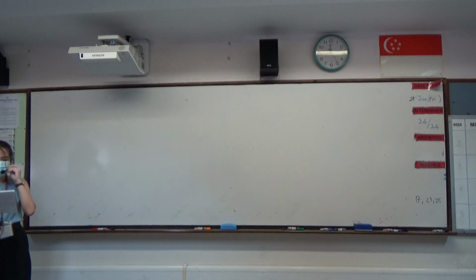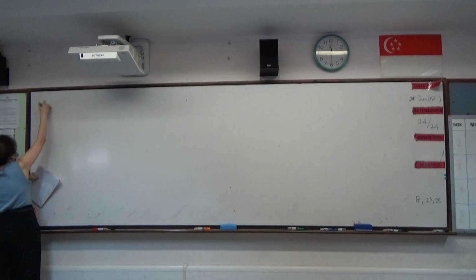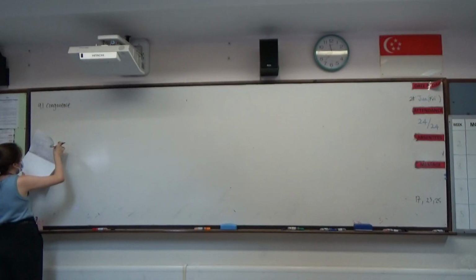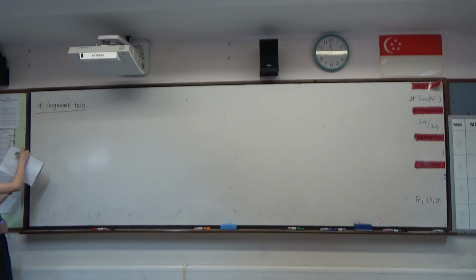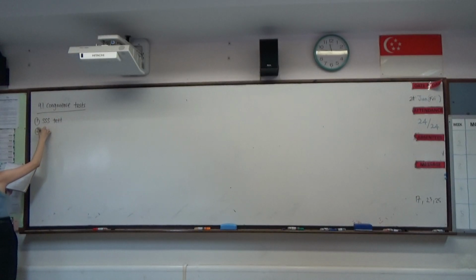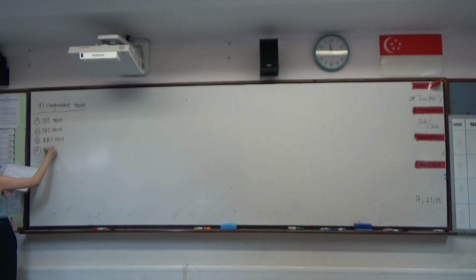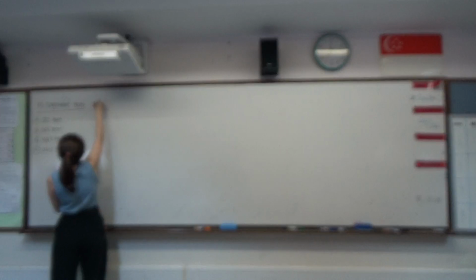I have already introduced to you the 4 different types of congruency tests. So the 4 different congruence tests that we have are number 1, SSS test, 2, SAS test, 3, AAS test, and 4, RHS test. Okay? So I want to look at practice 3 now.